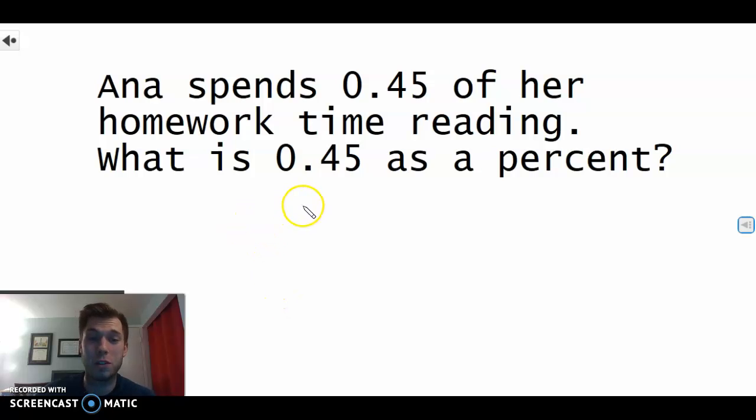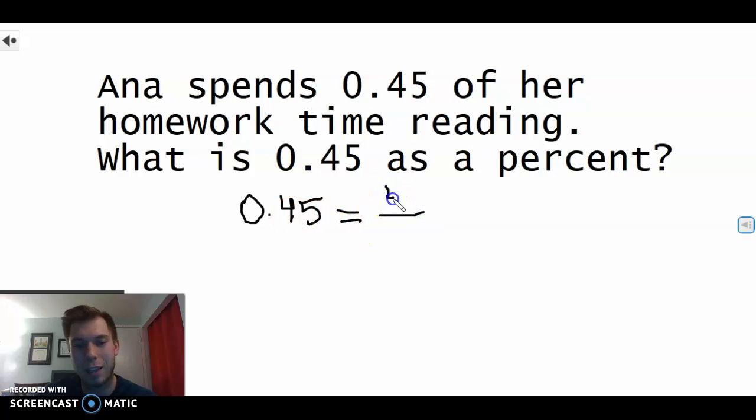Alright guys, in order to do this, I'll walk you through it. So we want to make it a percent. In order to do that, we first have to change this to a fraction. So 45 hundredths, we're going to write it exactly how it says. So 45 over 100. And then to write that as a percent, since it's out of 100 already, we're just going to take that numerator, 45, and put the percent symbol. Just like that. Okay, so 45 hundredths as a percent is 45%.